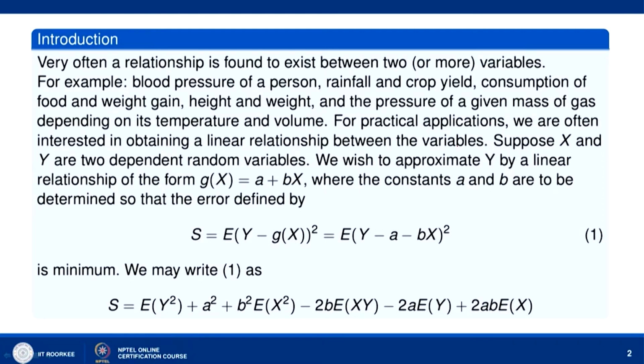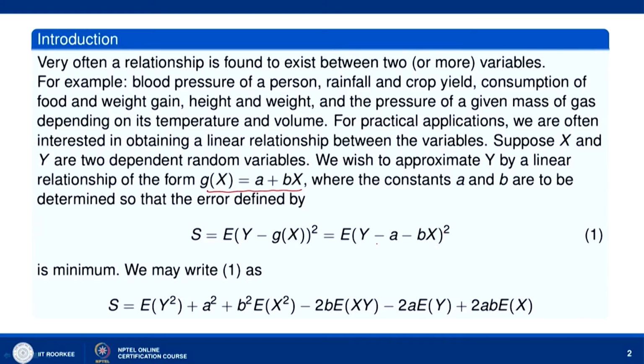Suppose x and y are two dependent variables, we wish to approximate by a linear relationship of the form g(x) equal to a plus bx, where the constants a and b are to be determined so that the error defined by S equal to expectation of (y minus g(x)) whole square, which is equal to expectation of (y minus a minus bx) whole square, is minimum. That is, the error is minimum in the least square sense.